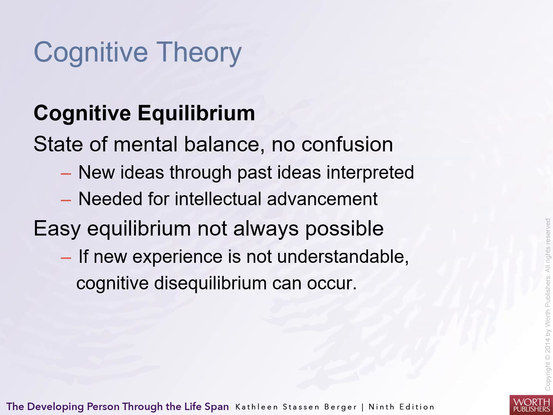So we want to have a state of cognitive equilibrium, of mental balance, no confusion. New ideas through past ideas are interpreted, and we need intellectual advancement. So it's always important that we get equilibrium. We don't like disequilibrium. So when things don't seem to match up, it causes a state of wanting to get them to match.